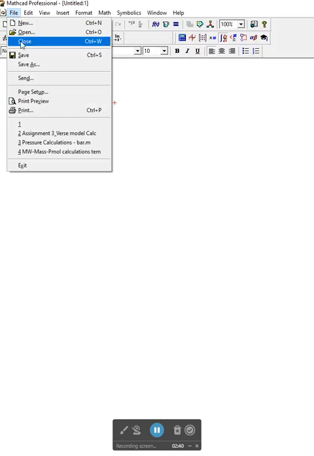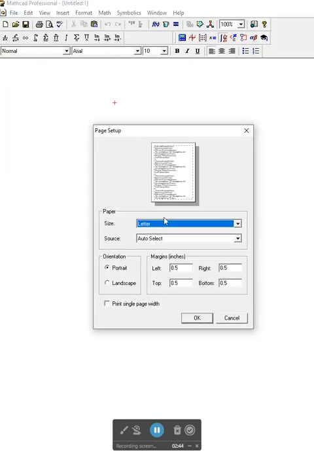The first thing I do with MathCad is I go to page setup, and I always adjust the margins to 0.5 inches because the default margin for my version is 1.2, which I think is too wide. So that's the first thing I do.